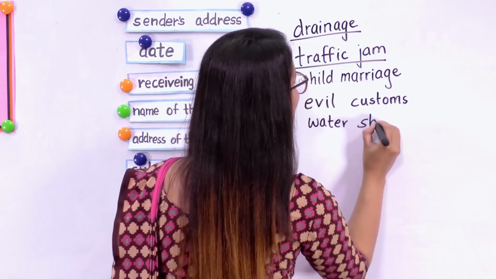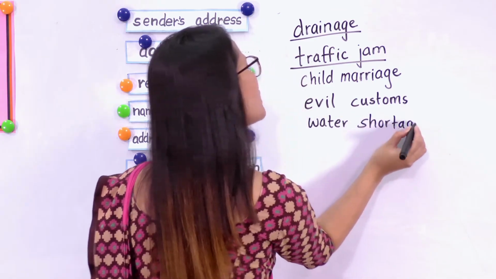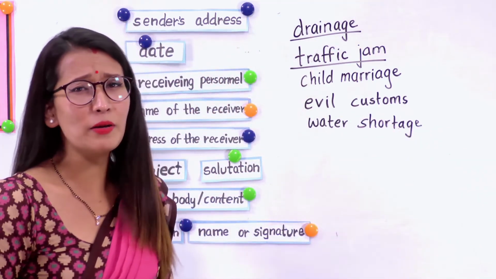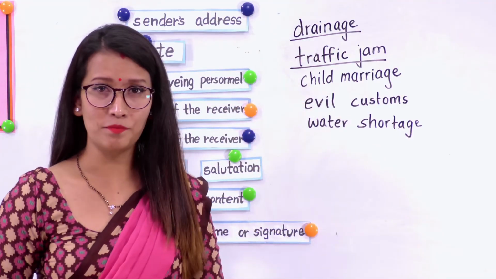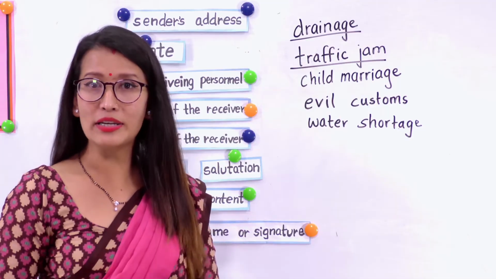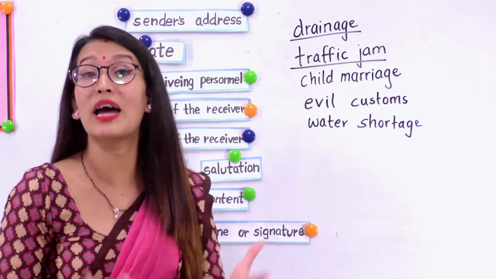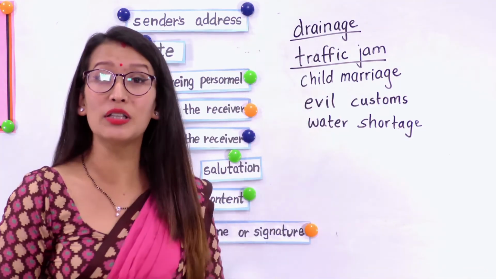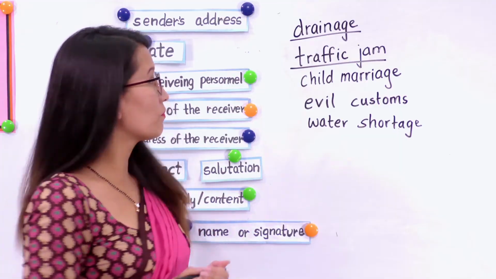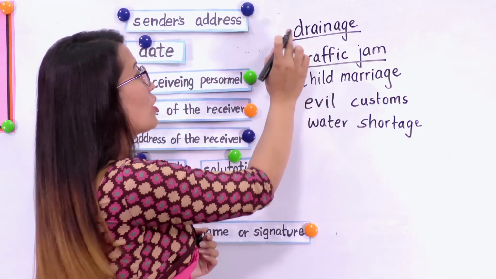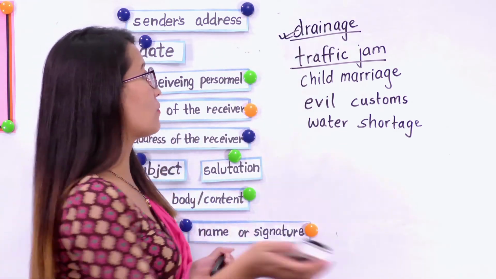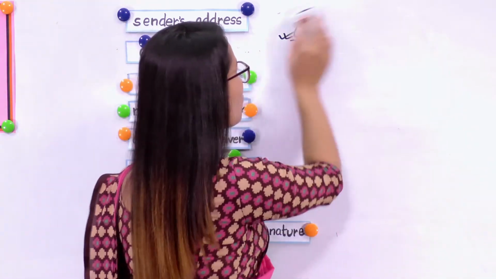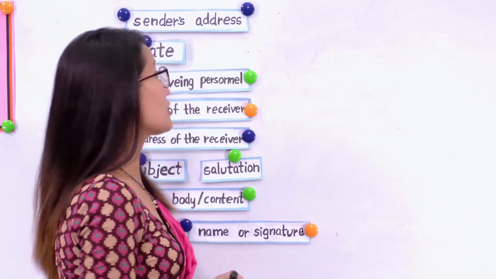So there are a lot of public problems in our locality. But let's choose any one of them. Which do you want me to write, to help you write the letter to the chairperson? Traffic jam? No. Okay, drainage. Let's write about drainage. So let me rub all these.